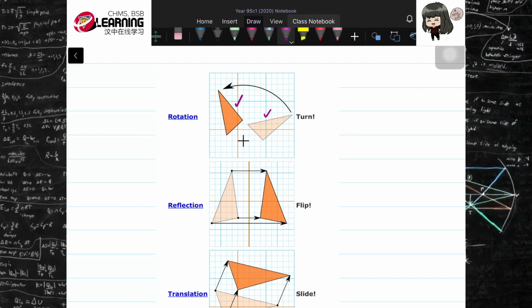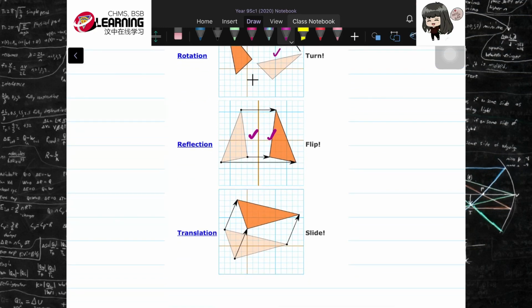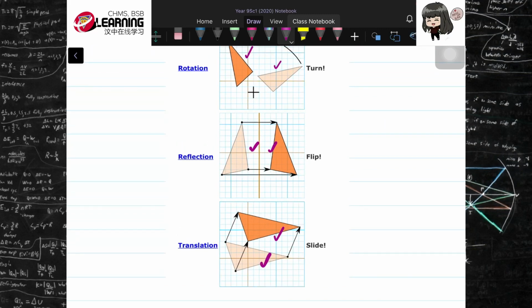Okay, so rotation: if you rotate the triangle, they are still congruent. If we reflect the triangles, we flip them, these two triangles will still be congruent. If we translate, we move the triangle any way, as long as they have the same corresponding angles and sides, the same shape and the same size, they will still be congruent. No matter how you rotate, reflect or translate them, they are still congruent. Unless the two triangles are not the same shape or not the same size, then they are not called congruent.